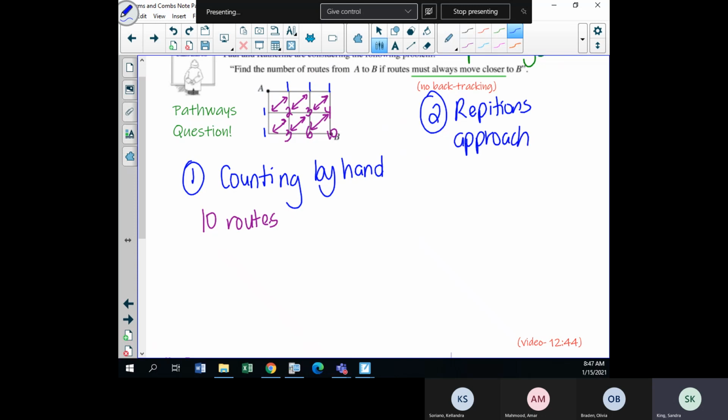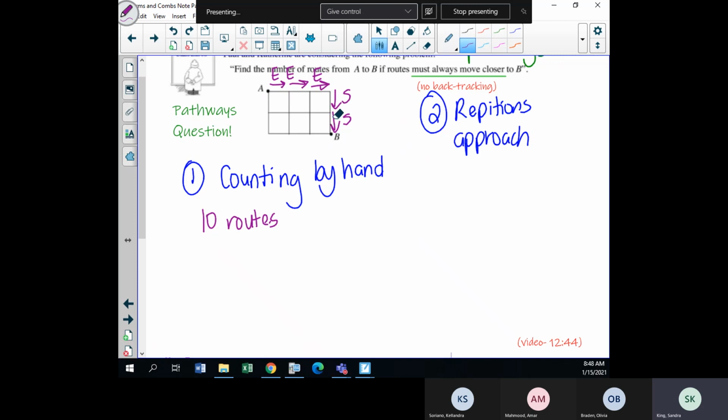So the repetitions approach. Okay, so how you're going to look at this one is you're going to say, okay, to get from A to B, the repetitions approach would be saying you're going to go 3 units east and 2 units south. So the repetitions approach would be how many total movements are you making?